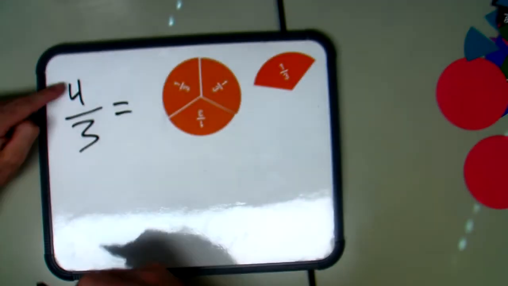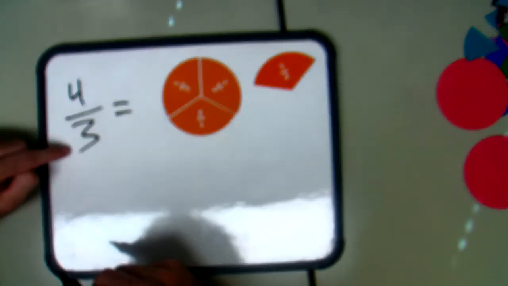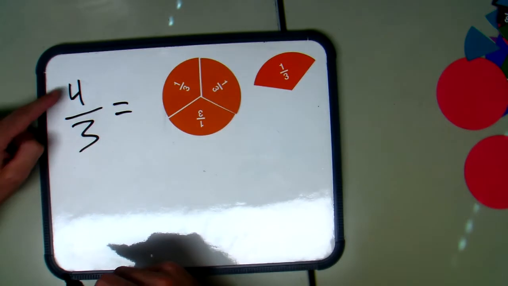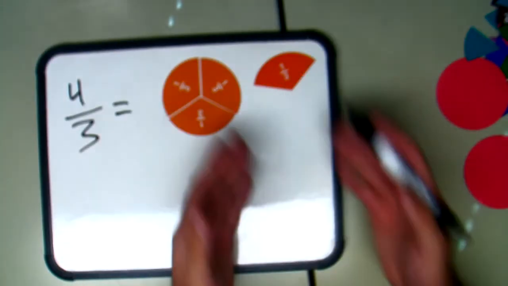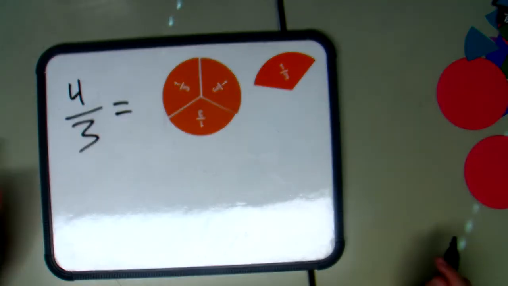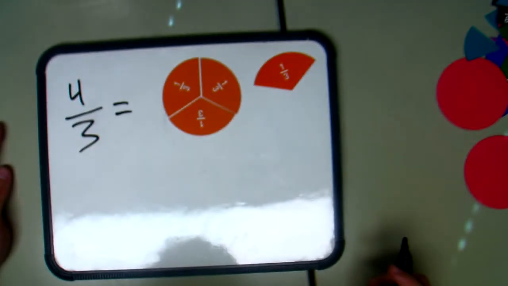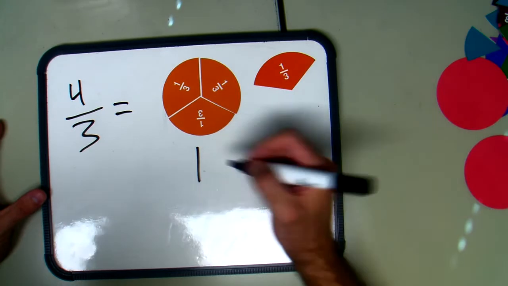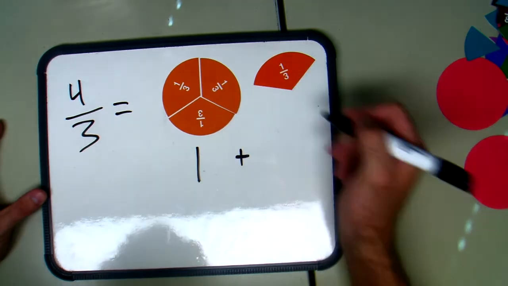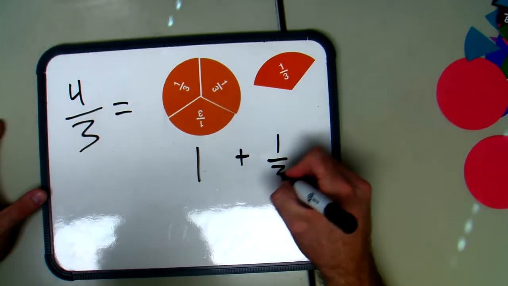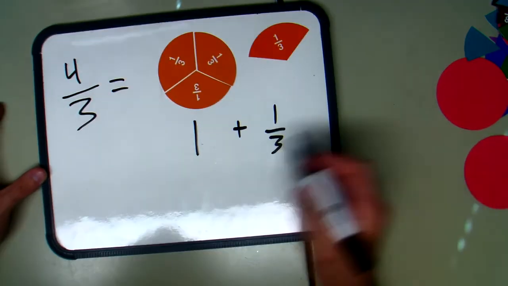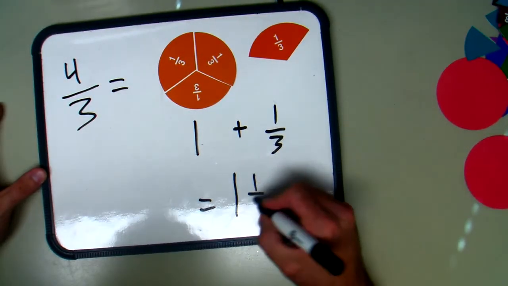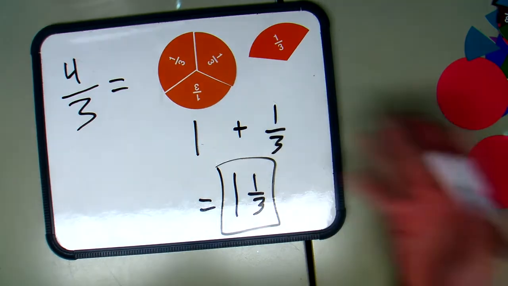So when the top number, the numerator, is larger than the bottom, the denominator, when the top is bigger, I have more than 1. That's a rule that we have to remember. And if I were to write this out, I have one whole, 1 plus a little third piece, 1/3. 1 plus 1/3 equals 1 1/3.